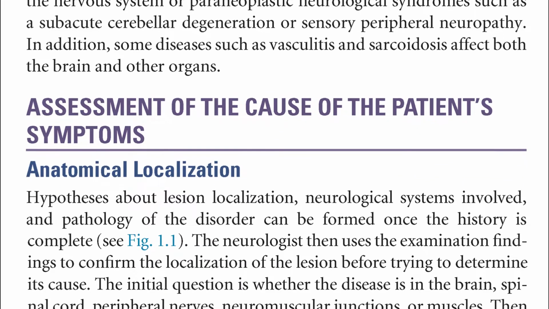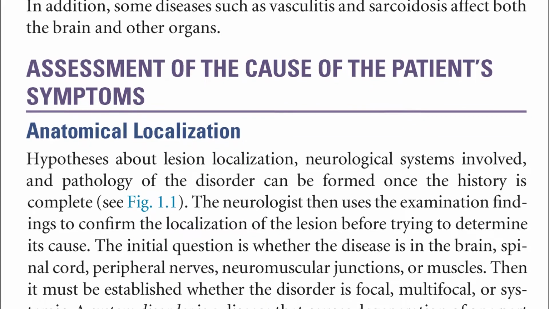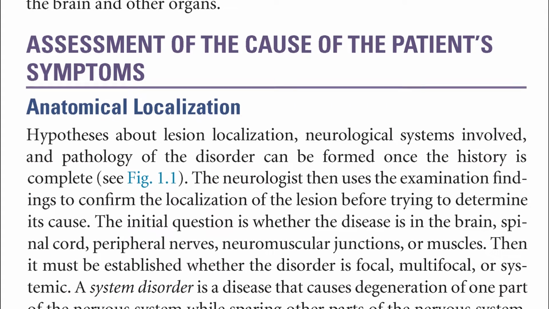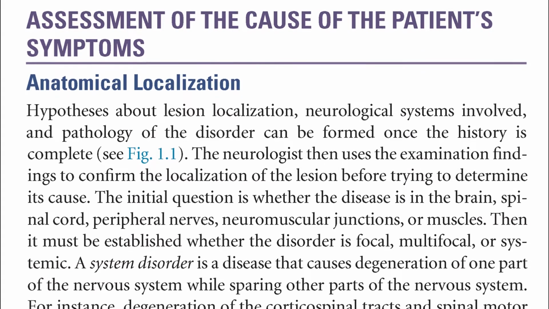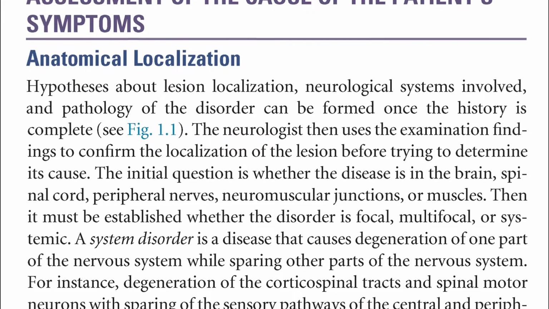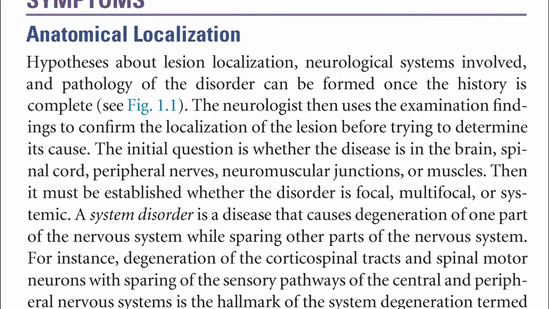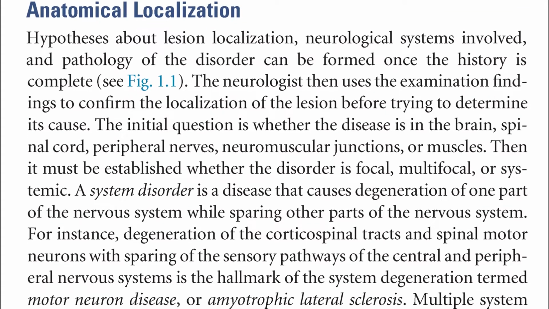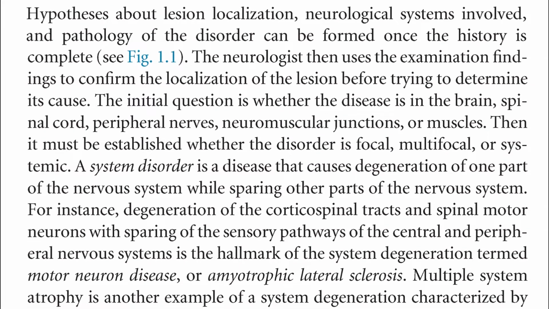Assessment of the cause of the patient's symptoms. Anatomical localization. Hypotheses about lesion localization, neurological systems involved, and pathology of the disorder can be formed once the history is complete. See Fig. 1.1. The neurologist then uses the examination findings to confirm the localization of the lesion before trying to determine its cause. The initial question is whether the disease is in the brain, spinal cord, peripheral nerves, neuromuscular junctions, or muscles. Then it must be established whether the disorder is focal, multifocal, or systemic.